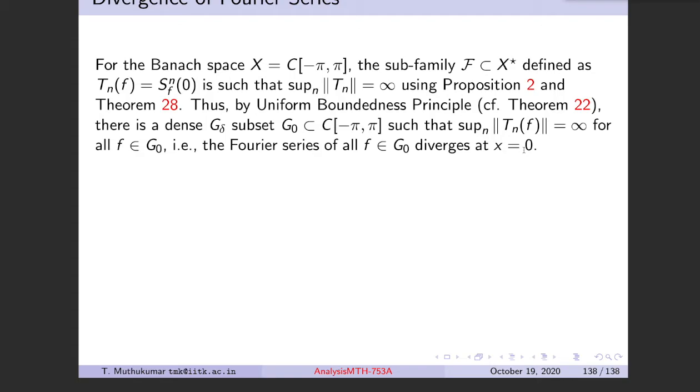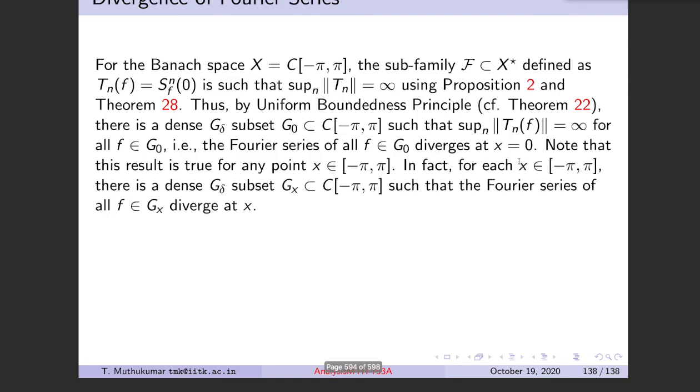Which means for every element of this set G0, the Fourier series of f diverges at x equal to 0. One could repeat this argument for any x in minus pi to pi. Note that this result is true for any x in minus pi to pi, though we started with 0 here. So for each x, if you apply the same argument as above, you are going to get a G delta set, let's call it Gx, such that the Fourier series of f for every f in Gx will diverge at x.